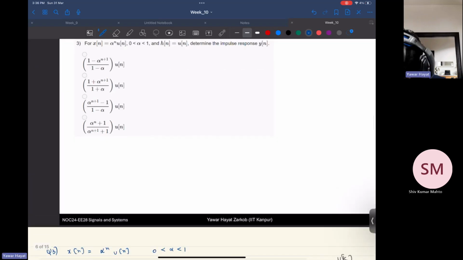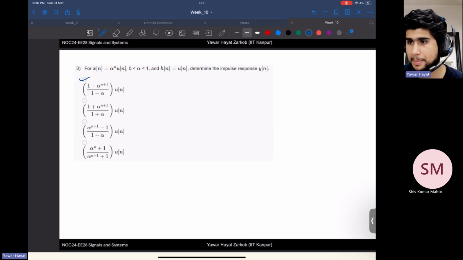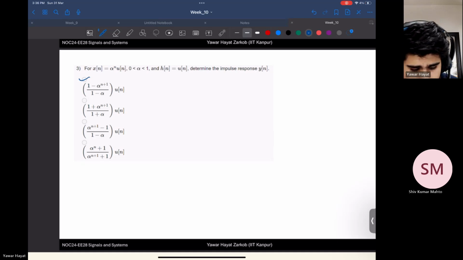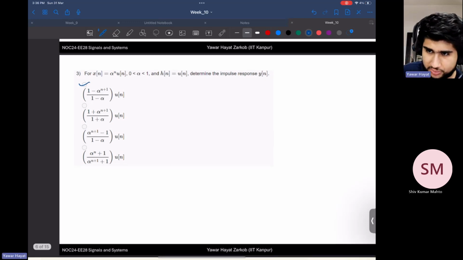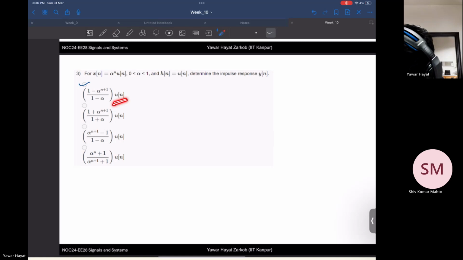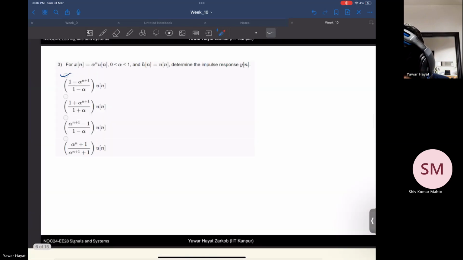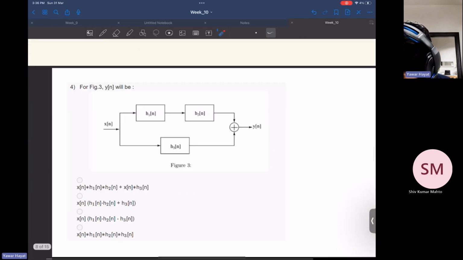So which option is correct? It is safe, right? More often because the series would start from n equals 0. That's why you see this, right? Because we started there. So we are done with question number 3.